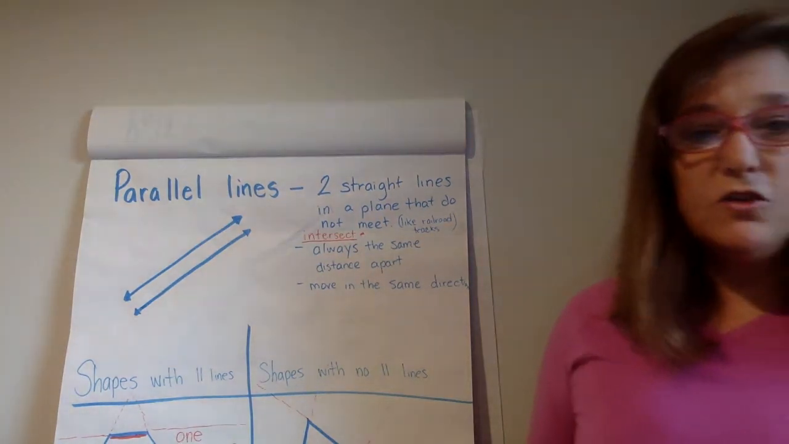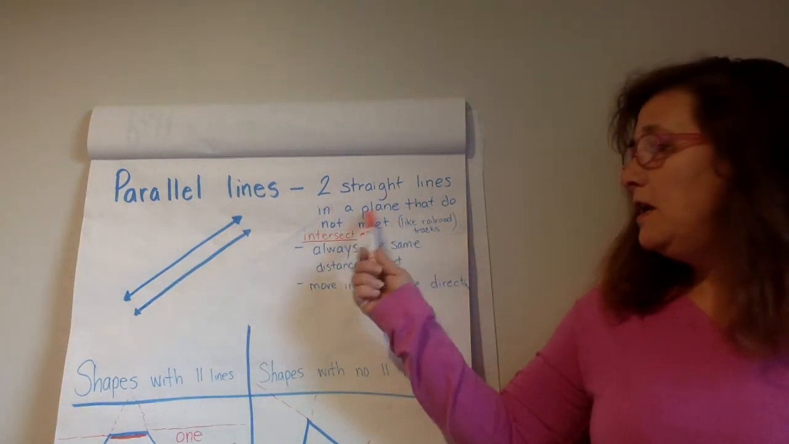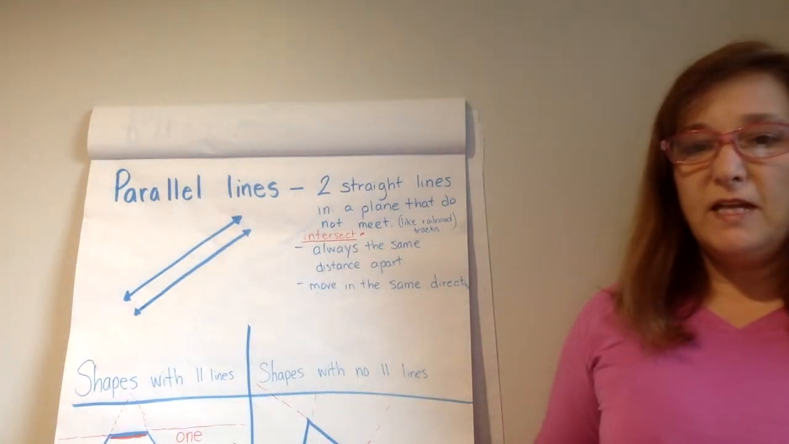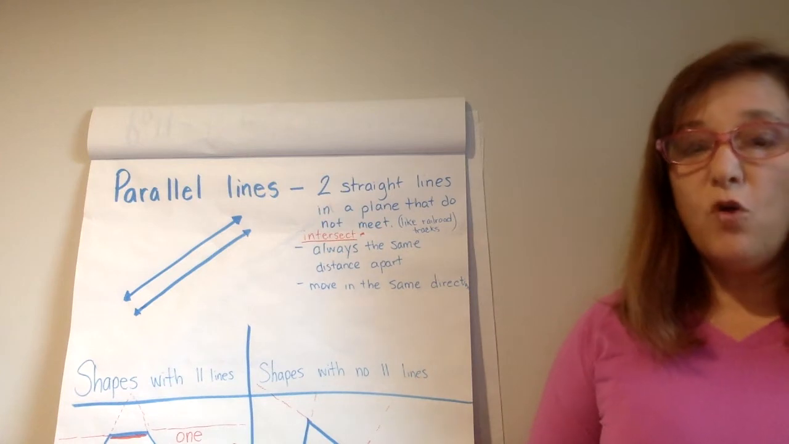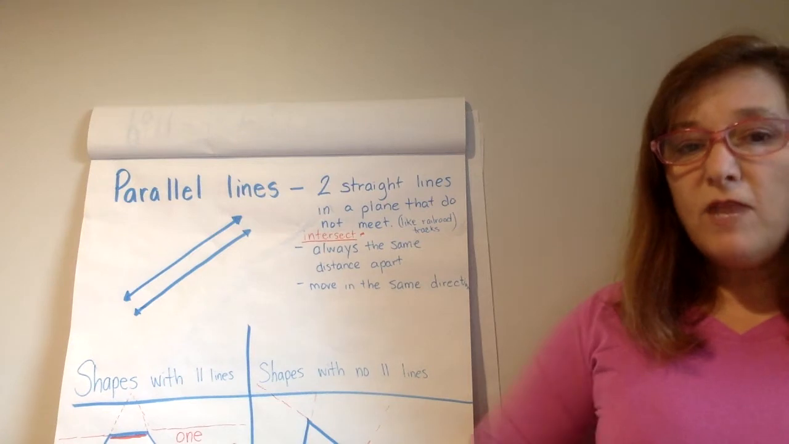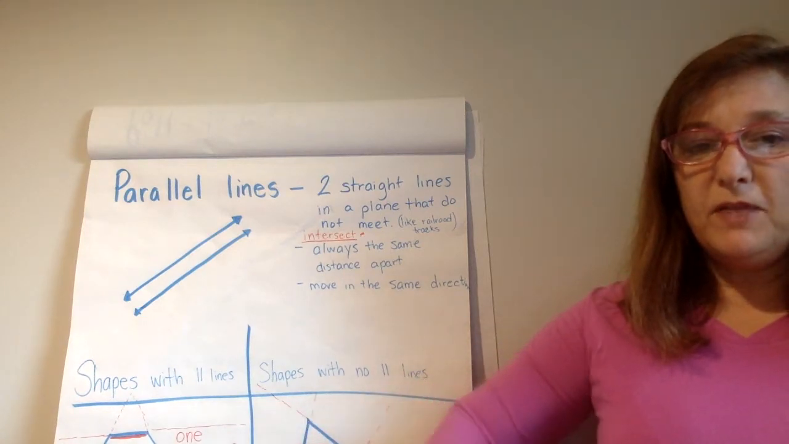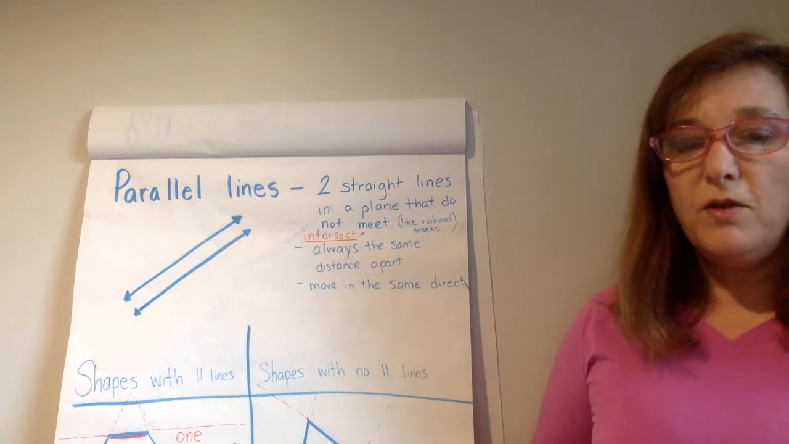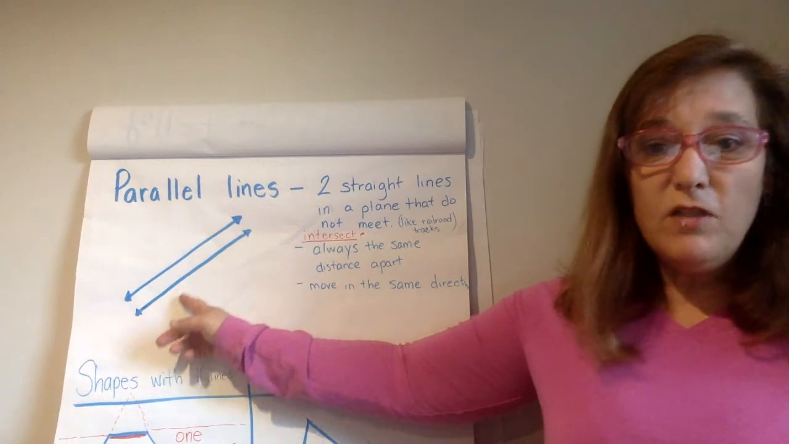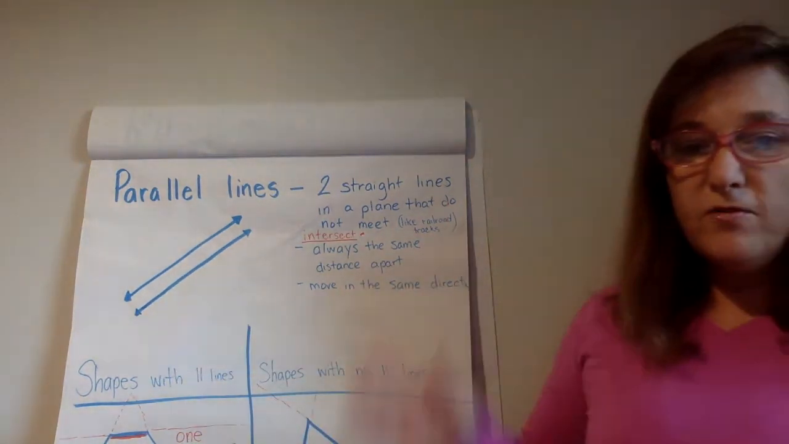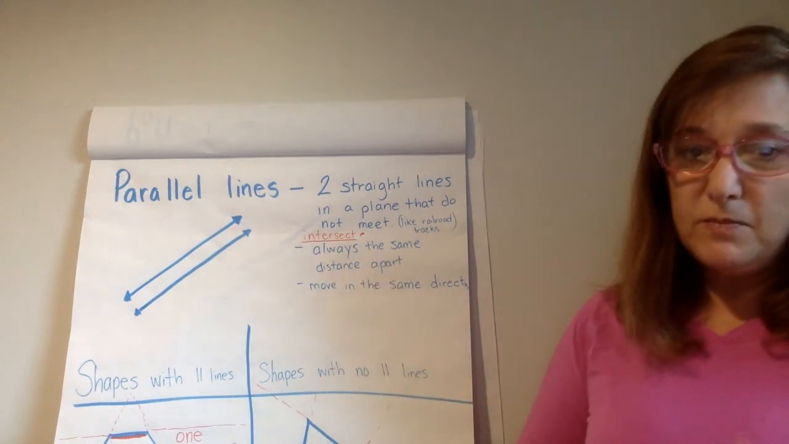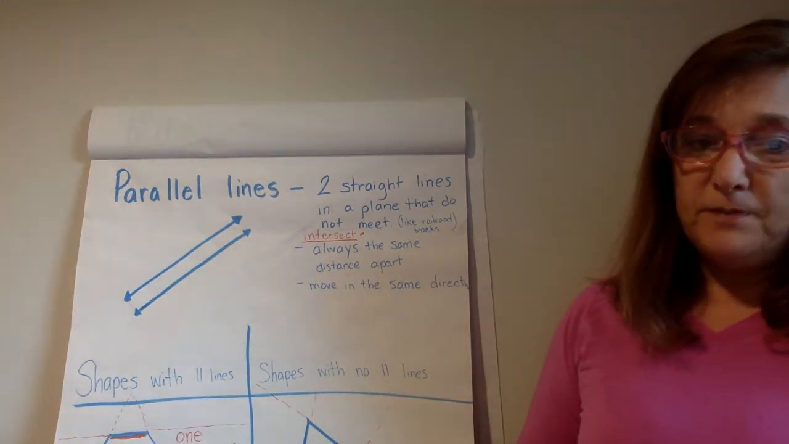So parallel lines are two straight lines in a plane that do not meet. A plane is a flat space, like a page of paper, a floor, a wall or a ceiling. Those are all planes. Like the ground, if it's flat, would be a plane, and two railroad tracks would be two parallel lines on that plane. So parallel lines are like railroad tracks. They go on forever in both directions, they always stay the same distance apart, and they move in the same direction.